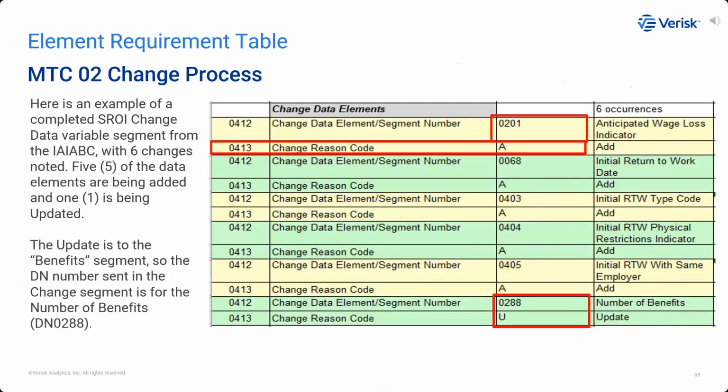You can see here that the 5 DNs being added are not in a variable segment, so their change data element segment number is their actual DN. For the 1 update, it is to the benefits variable segment. So the DN number set in the change data element segment number field is the DN number for the variable segment counter of number of benefits, which is DN0288.